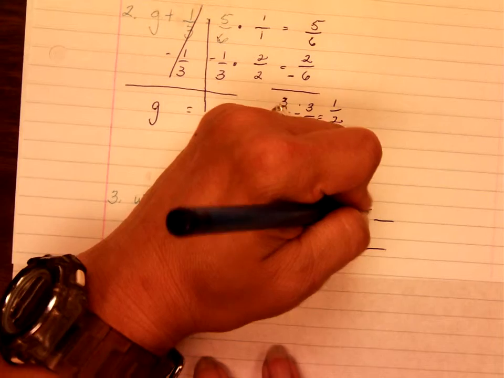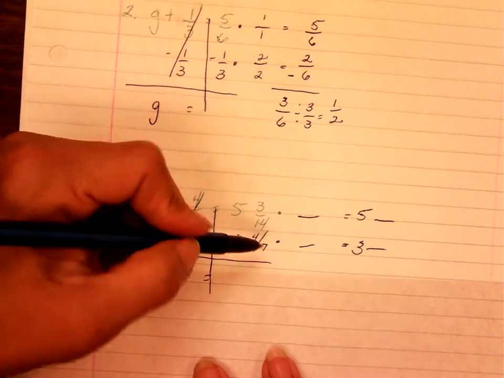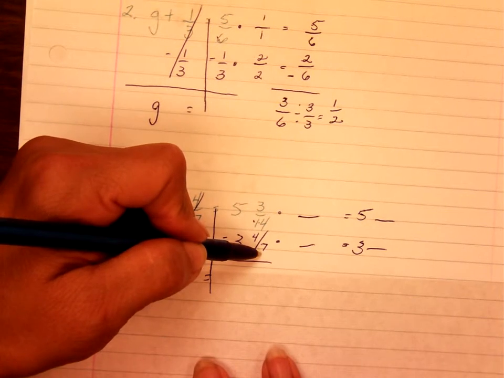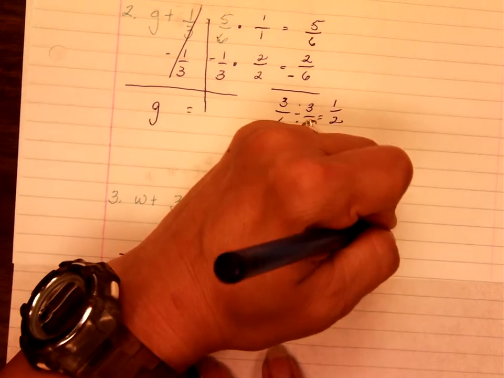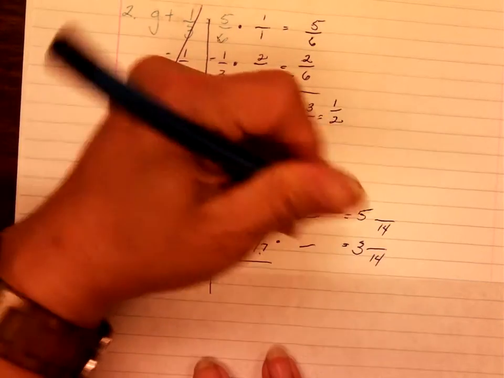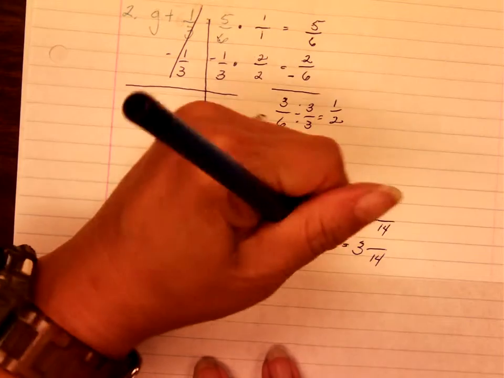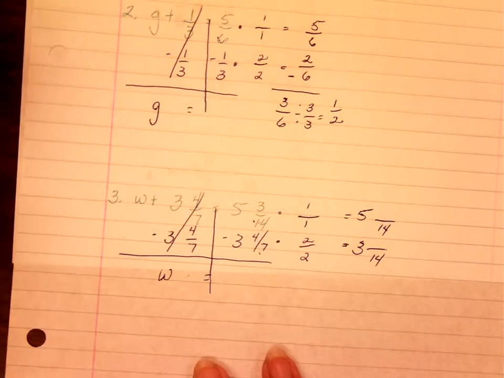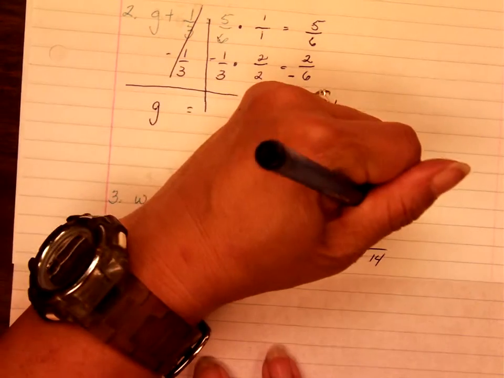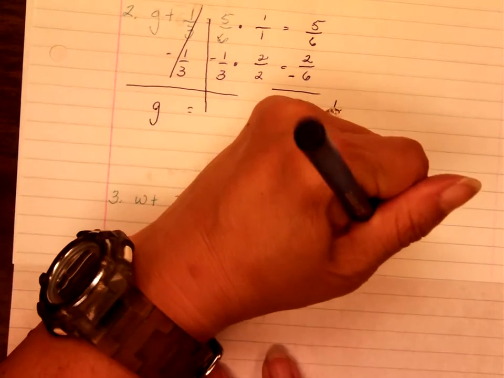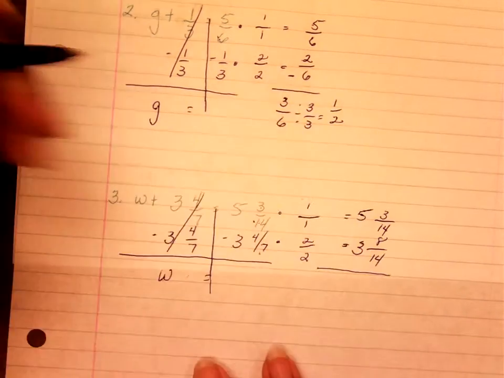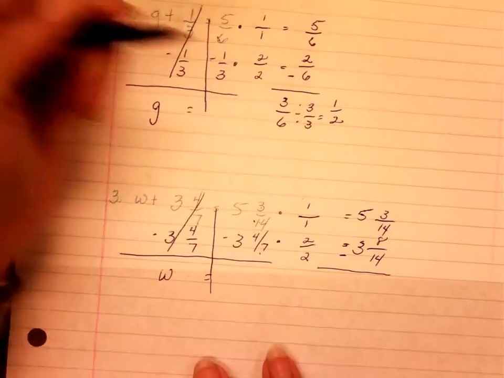Bring over my whole number. Okay, looking at 14 and 7, the common denominator they have is 14. 14 goes into 14 once, 7 goes into 14 twice. Multiply across, 3 times 1 is 3, 4 times 2 is 8. Okay, and we are subtracting.